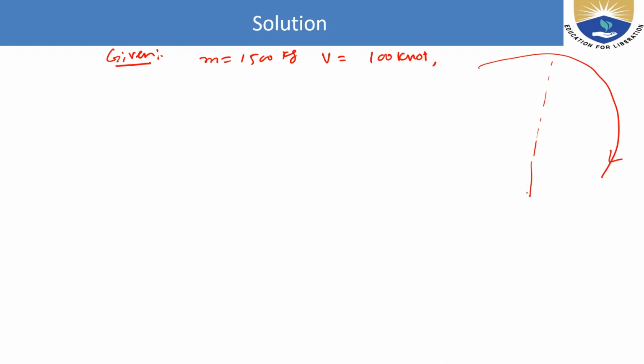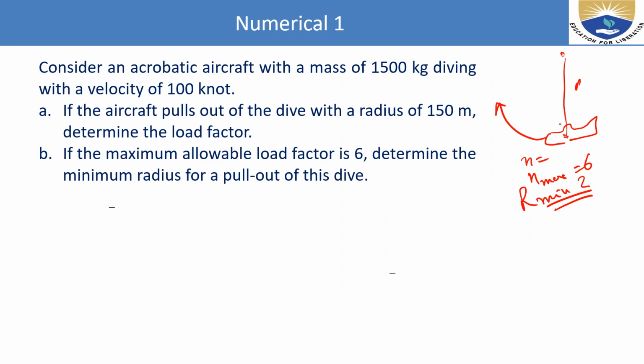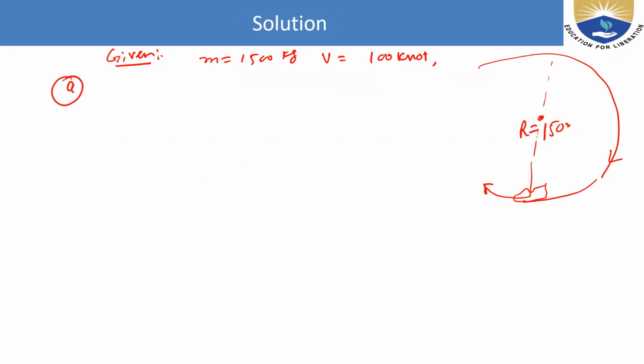So, this is the problem which we are going to handle. Now if you see the solution, given: the aerobatic aircraft with a mass M equal to 1500 kg and the velocity of this aircraft is 100 knot. It is a pull out of the dive. So if I draw here, the aircraft is diving from here and you are at the last here and the aircraft is here. The radius is 150 meter from here. This is the R. We have to find out the load factor N.